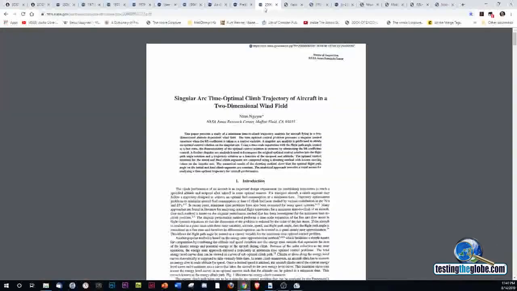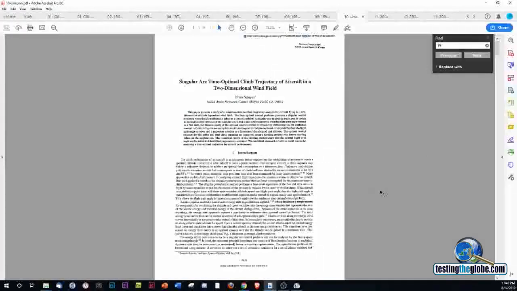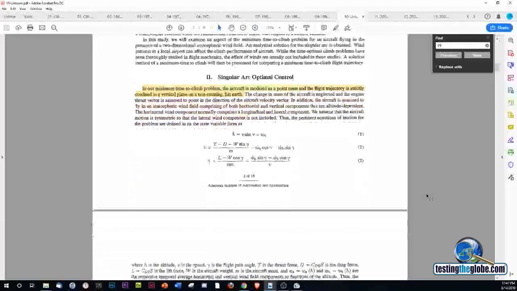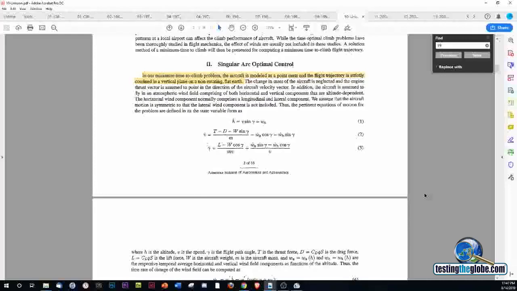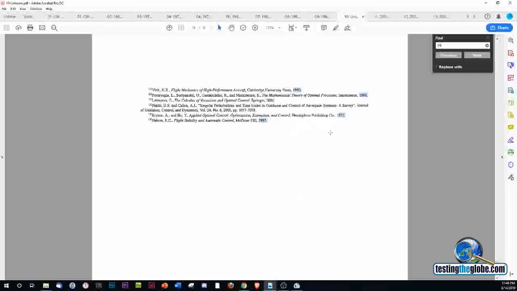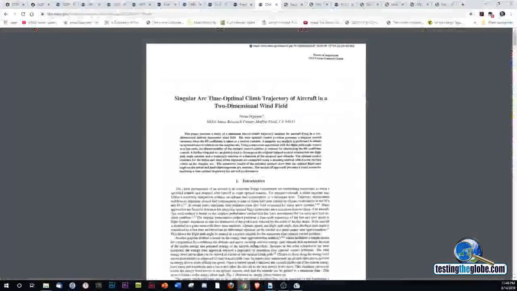Moving right along, you come to another NASA document. I wasn't able to figure out what year this was from, but it's definitely a NASA document here. I'm guessing sometime around 1997, or shortly thereafter, as the footnotes indicate anyway. There are footnotes that go to 1997. They don't go any later than that. Singular arc optimal control. Our minimum time to climb problem. In our minimum time to climb problem, the aircraft is modeled as a point mass and the flight trajectory is strictly confined in a vertical plane on a non-rotating flat Earth. And we'll just fast forward to the end here. See, those are the dates there. The latest one is 1997, so that's where I came to that conclusion.